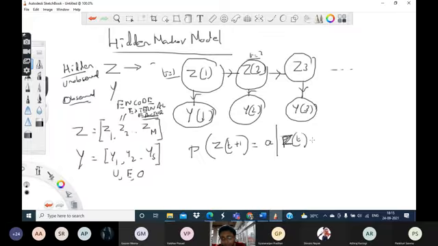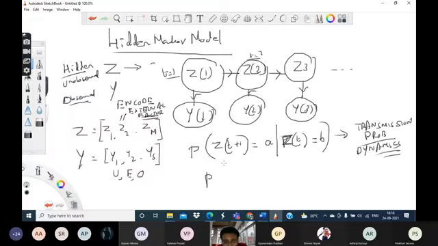That is to say, if the unobserved value took a particular value B at time t, then what value does it take at time t plus 1? And these are the transition probabilities, or in other words, these define the dynamics of the model.